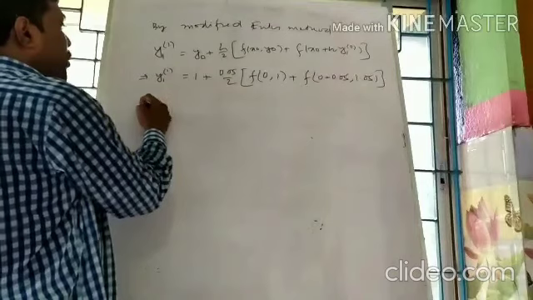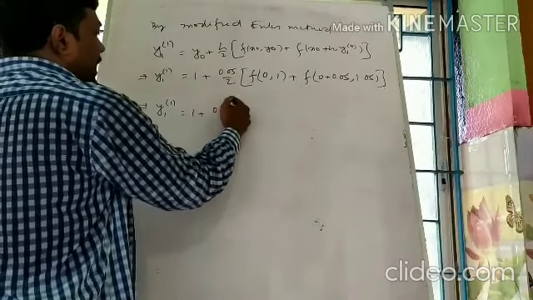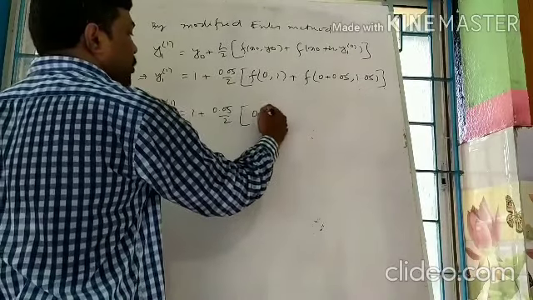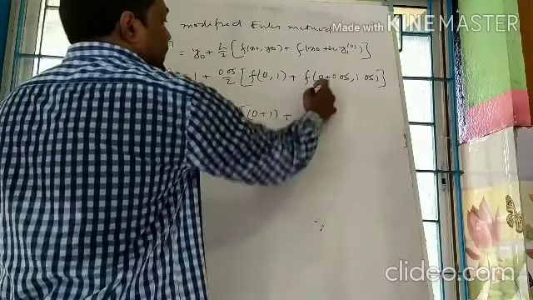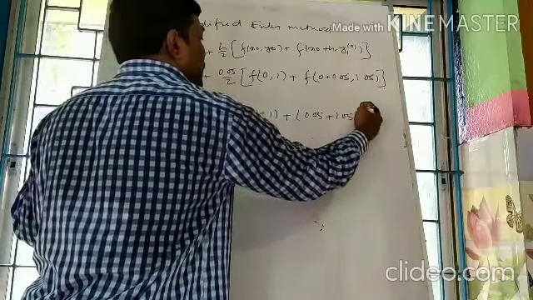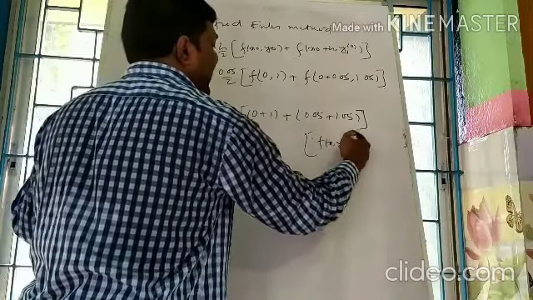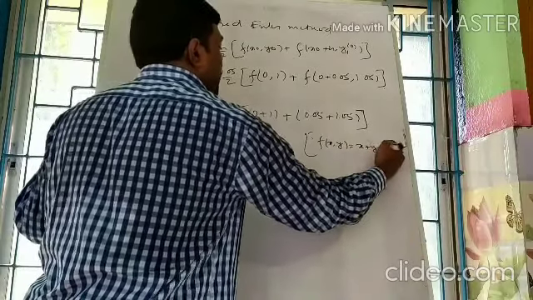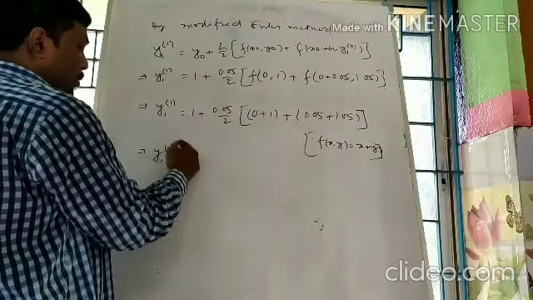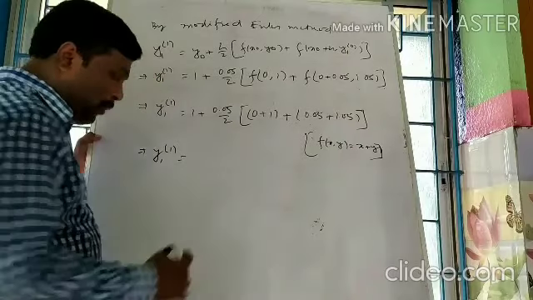So this is y11 equals 1 plus 0.05 by 2. Now f of 0, 1 is x plus y, so it is 0 plus 1, plus 0.05 plus 1.05, because f of x, y is x plus y. So simplify: y11 is 1.0525.